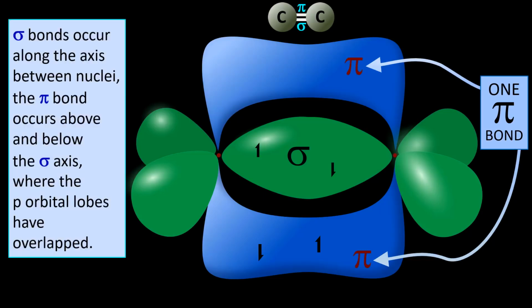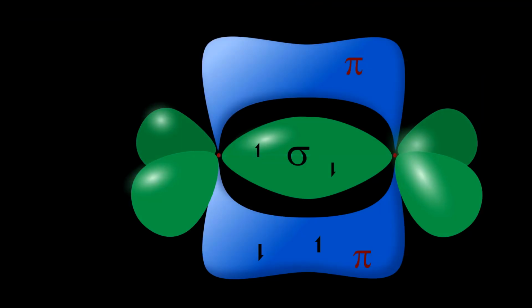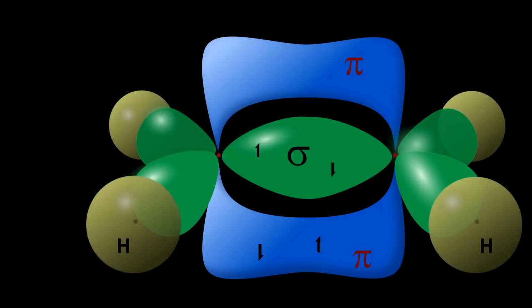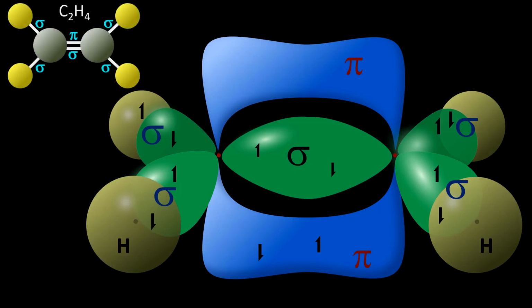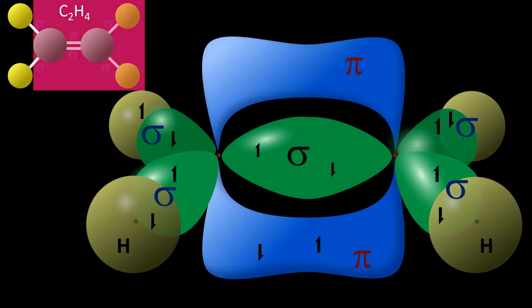To summarize, sigma bonds occur along the axis between nuclei. The pi bond occurs above and below the sigma axis where the p orbital lobes have overlapped. The ethene molecule also bonds to 4 hydrogen atoms by overlapping with both carbons' other 2sp2 hybrid orbitals, creating 4 more sigma bonds. In the ball and stick model, we can readily see that each carbon has a trigonal planar geometry, and thus the whole molecule exists in a plane with the single pi bond above and below that plane.